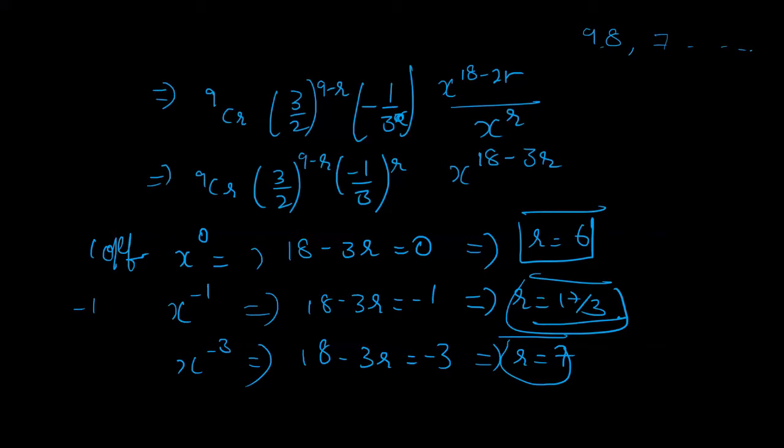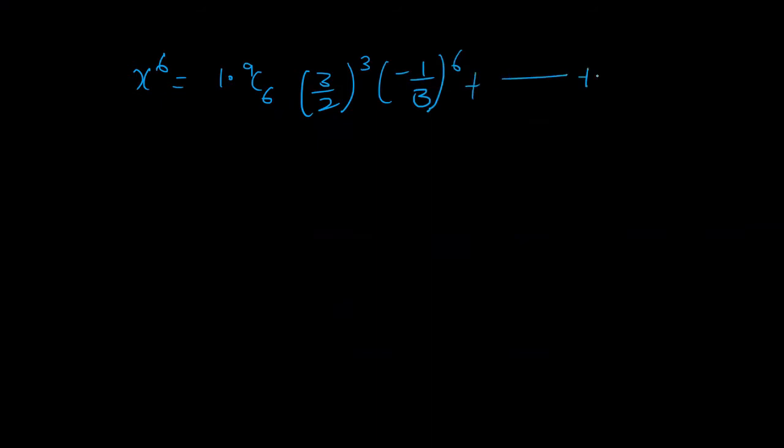I'll put x as now. I will check when the coefficient of x will be 6. When you are putting r as 6, x to the power 6 will become 1 into 9C6, 3 to the power 2, and minus 3 to the power 6. This term I will not get the value because it is not a rational number.